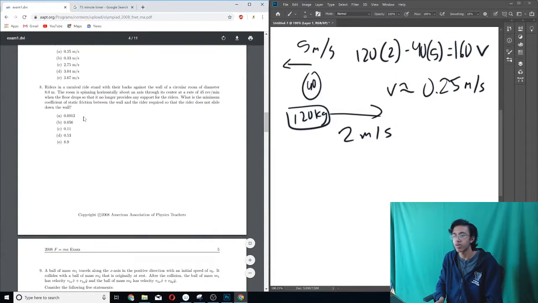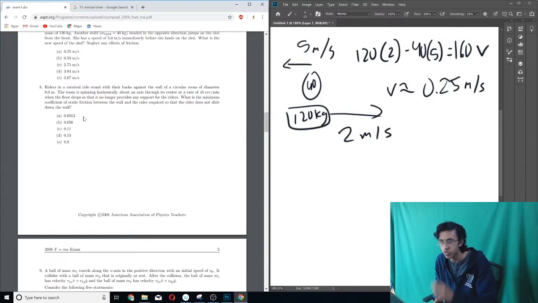Riders in a carnival ride stand with their backs against the wall of a circular room of diameter 8 meters. The room is spinning horizontally about an axis through its center with a rate of 45 revs per minute when the floor drops so that it no longer provides any support for the riders. What is the minimum coefficient of static friction between the wall and the rider required so that the rider does not slide down the wall? That was a long question.